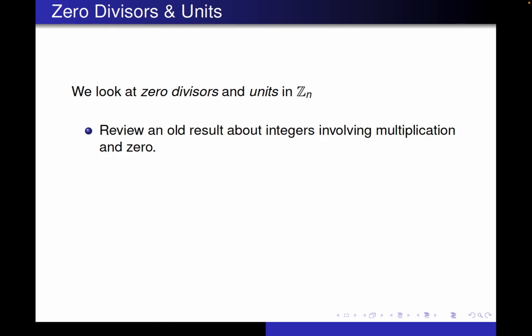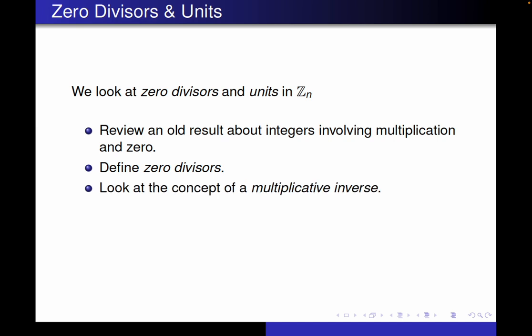In this video, we are going to talk about two concepts, one called zero divisors and one called units, and we're going to talk about them in the context of Zn. First of all, we're going to review an old fact about integers that involves multiplication and my favorite number, 0. We're going to use that to help us define zero divisors. We are then going to look at the concept of a multiplicative inverse, and then we're going to use that to define what units are. And then finally, we are going to look at zero divisors and units, if they exist, in Zn.